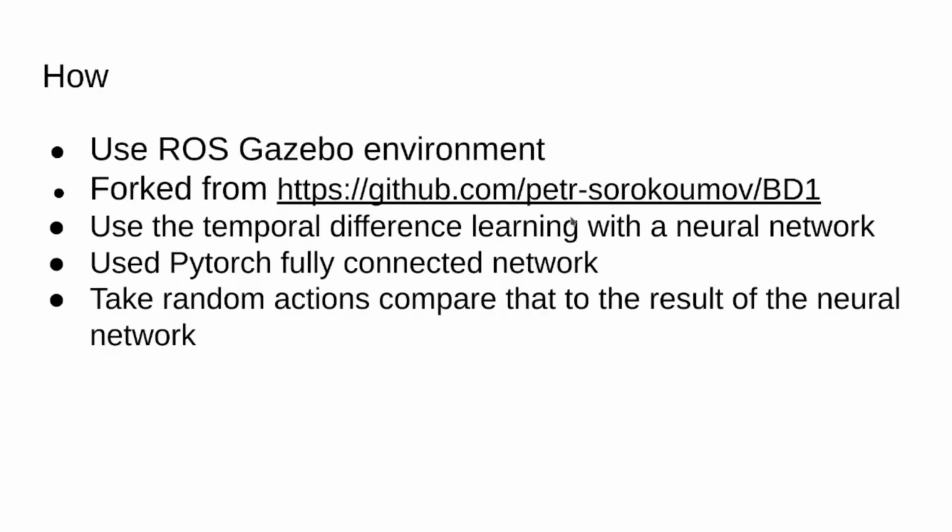So for the how of this project, I used the ROS Gazebo environment. I started with the GitHub repository here as a starting point. I had the model and all the things that I needed. It used different algorithms to do something similar to what I was working on. It used TensorFlow, but I'm not very familiar with it, so I decided to go with PyTorch. I'm also implementing a totally different algorithm anyway. I was implementing temporal difference learning.